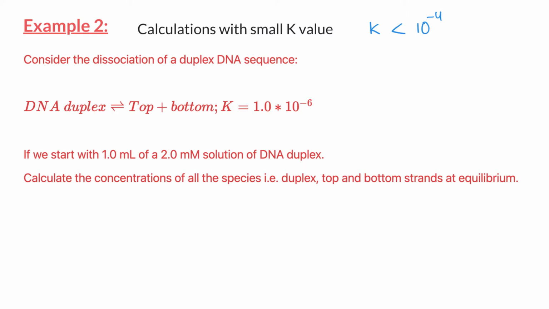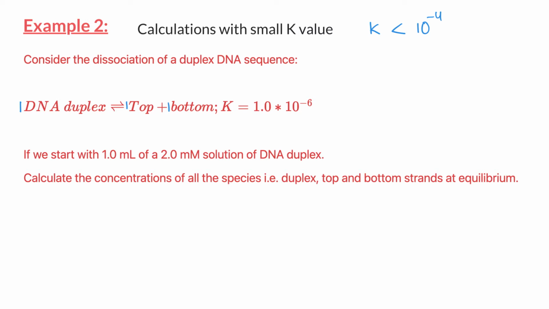Consider the dissociation of a duplex DNA sequence according to the following equation. 1 mole of duplex DNA dissociates to form 1 mole of the top strand and 1 mole of bottom strand. The equilibrium constant for this reaction, K, is equal to 1.0 times 10 to the negative 6.